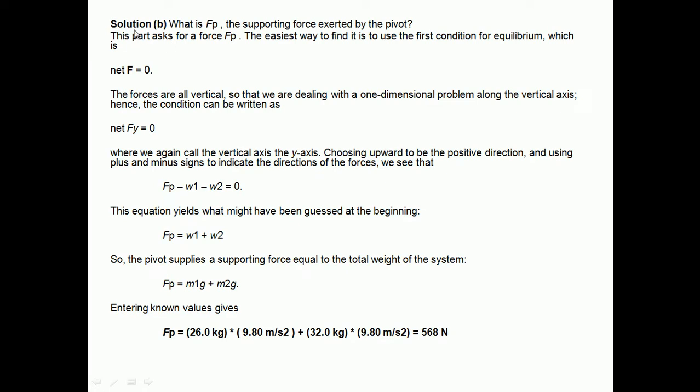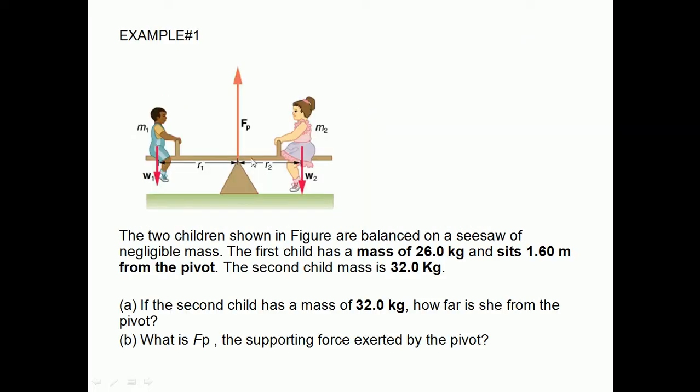Now in the second part, what are we doing? What is the supporting force exerted by the pivot? Let's see the diagram first. What is the supporting force? This is the supporting force on the pivot so that it can support the seesaw.